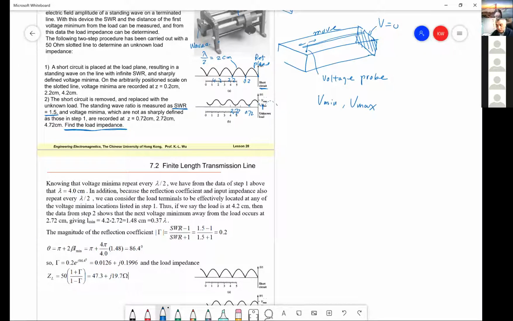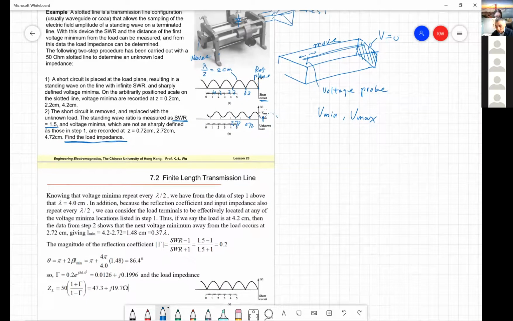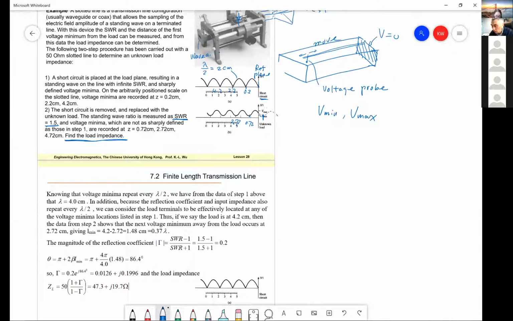So what is this? The impedance at this point should repeat every half wavelength. So you can either extend this point to here, or to here. This is one way.